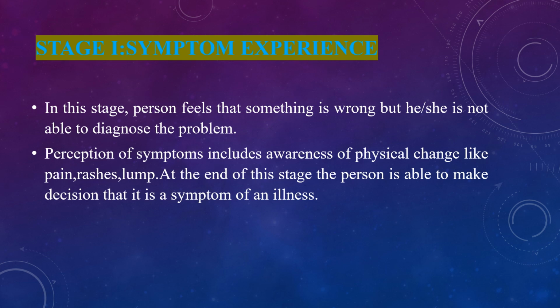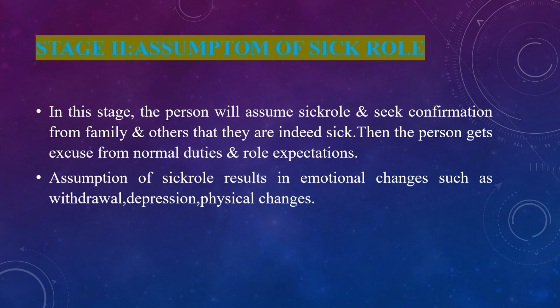Perception of symptoms includes awareness of physical change like pain, rashes, lump. At the end of this stage, the person is able to decide that it is a symptom of an illness. Stage 2, assumption of sick role. In this stage, the person will assume the sick role and seek confirmation from family and others that they are indeed sick. Then the person gets excused from normal duties and role expectations. Assumption of sick role results in emotional changes such as withdrawal, depression, and physical changes. In this stage, the person assumes they are sick.